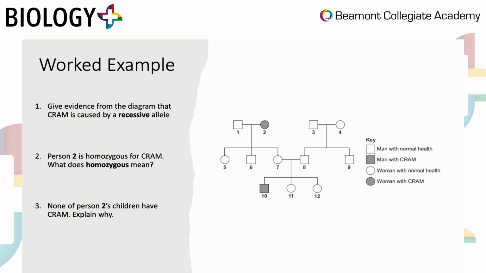Now for the questions. Question 1, give evidence from the diagram that cram is caused by a recessive allele. For this, I would go straight to generation 2. Parents 7 and 8, they are unaffected, however, they have an affected child.